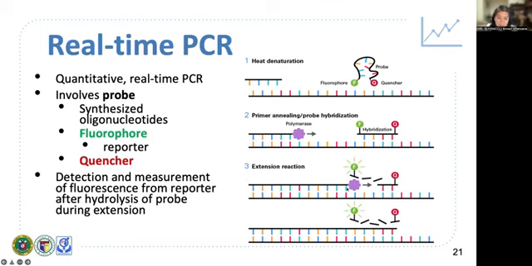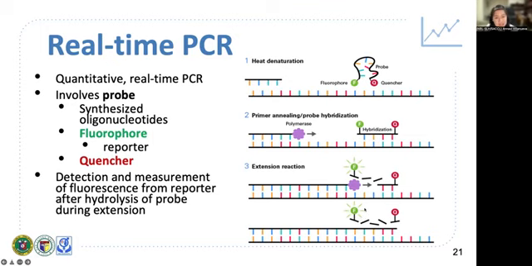So this is your very familiar Taq polymerase. During the extension reaction, once the Taq polymerase elongates the complementary strand, it also hydrolyzes your probe. So na-hydrolyze, napuputol yung interaction ni fluorophore with your quencher molecule. And what happens is that kapag nag-hydrolyze na ang probe mo, the fluorophore actually emits a fluorescence that is measured during your real-time PCR.